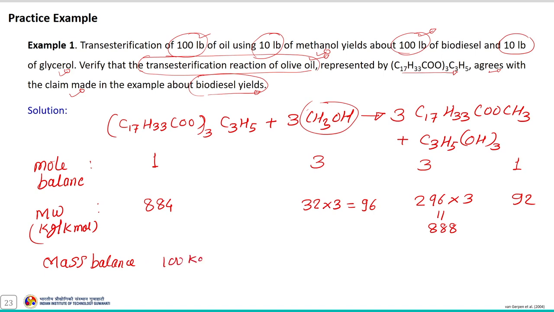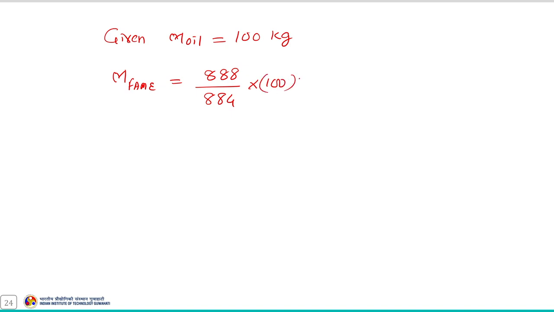for 100 kg of oil. So we need to find out the amount of alcohol, ester and the glycerol produced during this process. Given in this example is mass of oil is 100 kg. Now, if we need to calculate the mass of fatty acid methyl ester, so it is simply 296 into 3 by 884 into 100 kg oil sample, so it gives methyl ester produced during this reaction is around 100.45 kg.